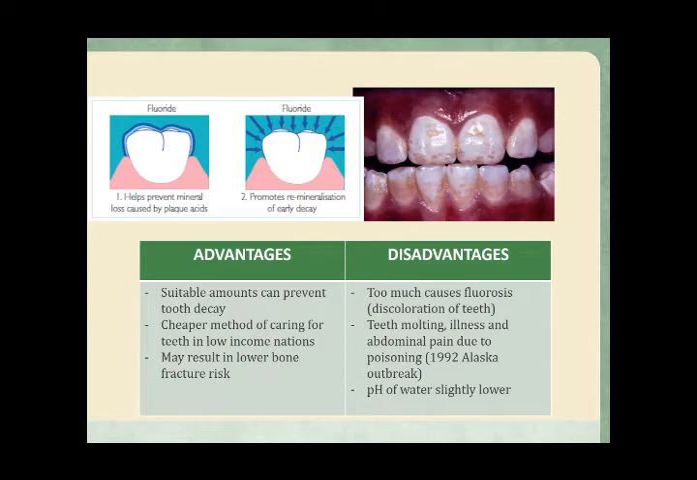So fluoride has its advantages and disadvantages. Advantages: if you have a suitable amount, you can prevent tooth decay, it is easy, it is cheap. Disadvantages: if you put too many chemicals in water, it will actually be bad. It will make you vomit, it will make you nauseous, it can cause fluorosis.